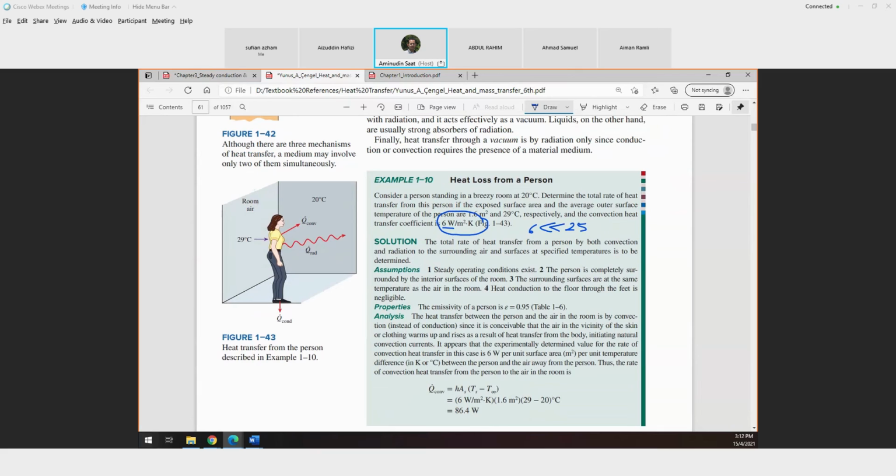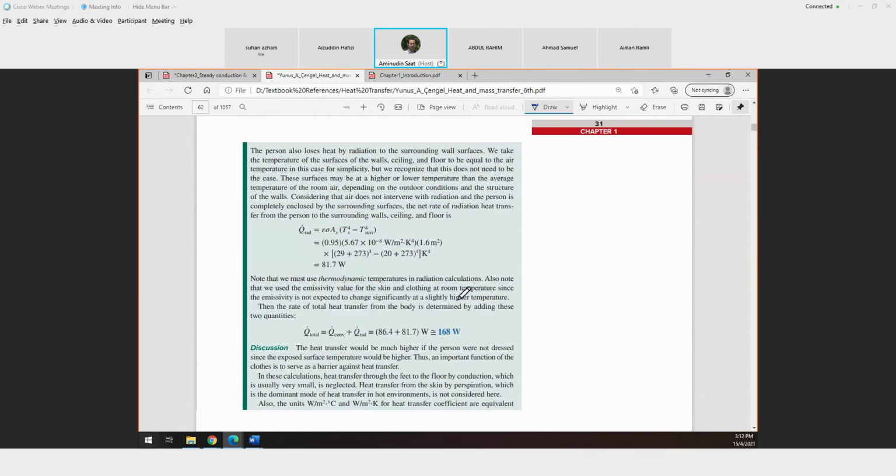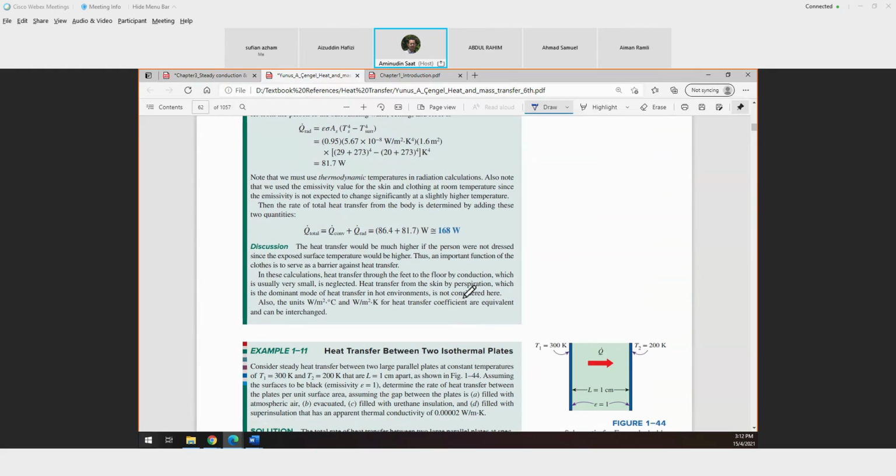But if the h value is greater than 25, then the effect of radiation can be neglected. So this is a way of judging the effect of radiation.